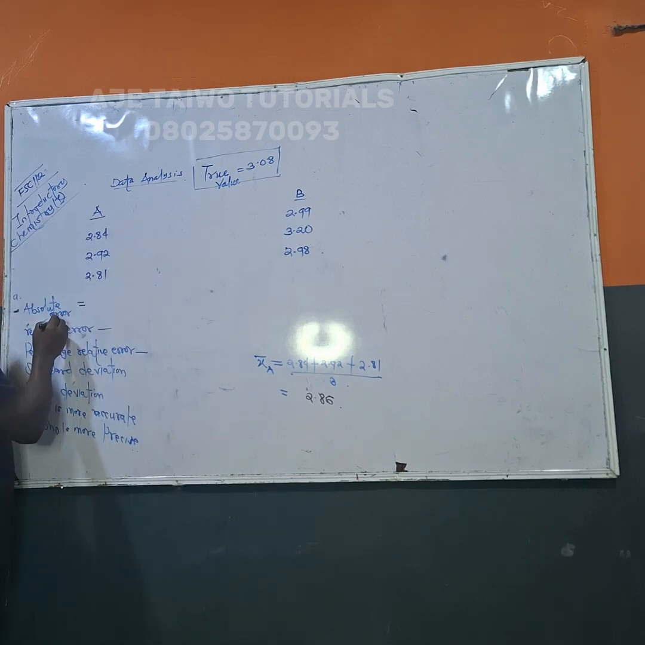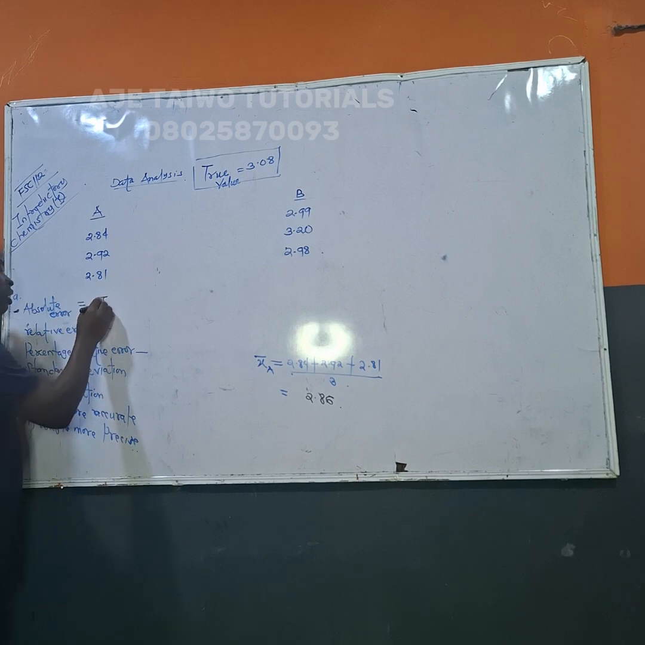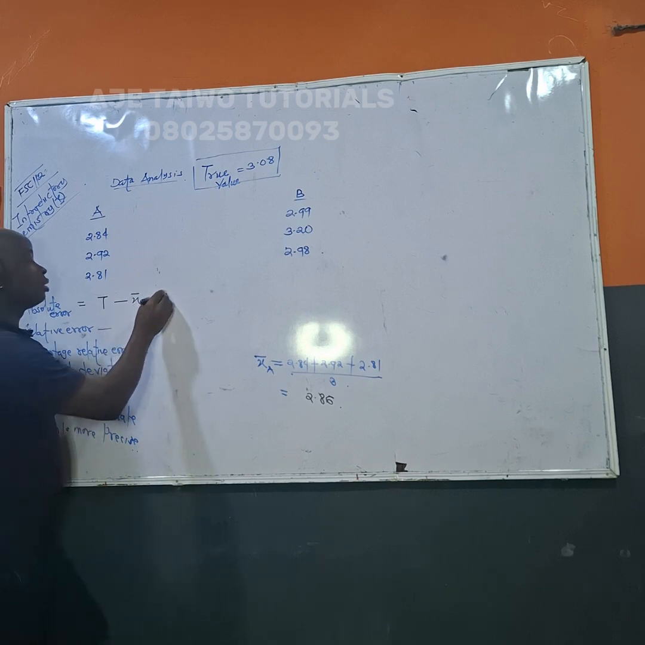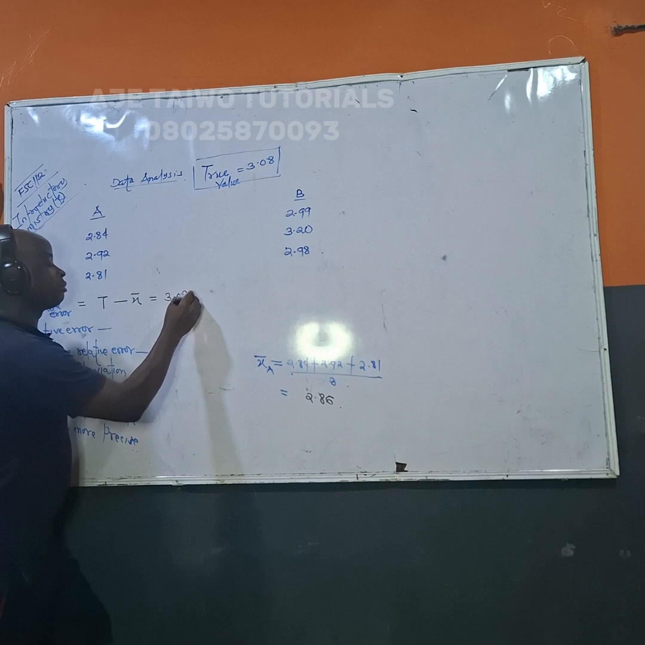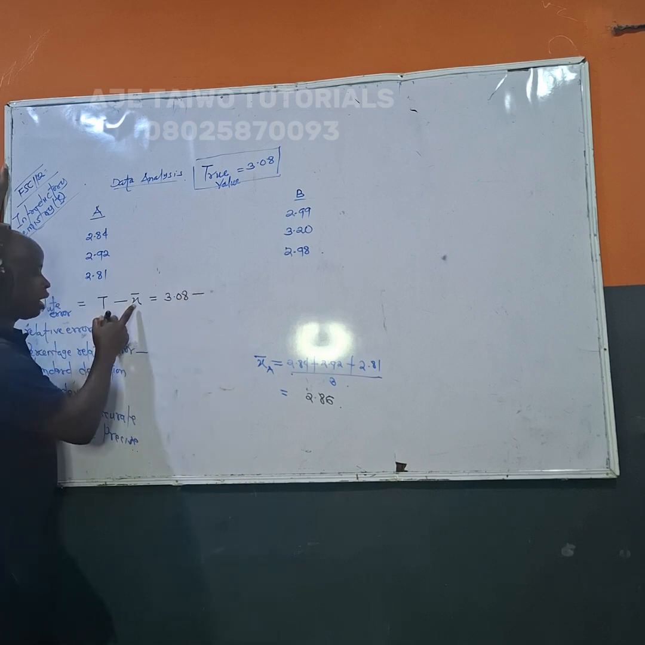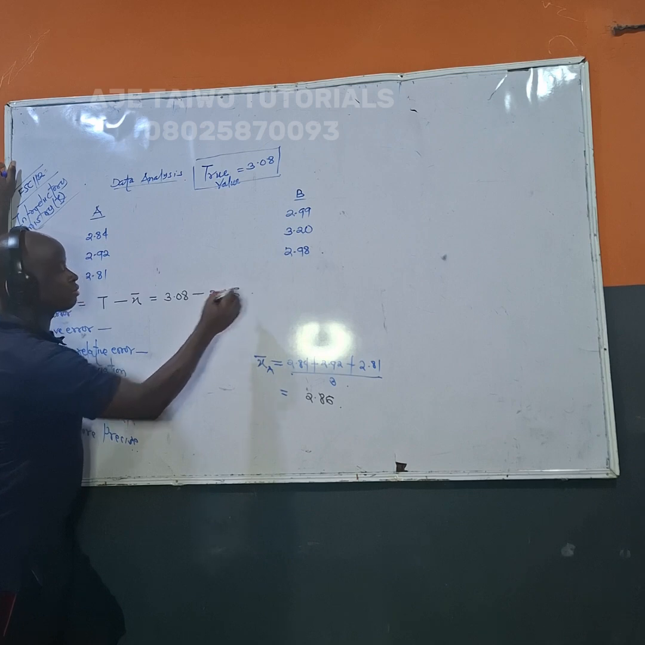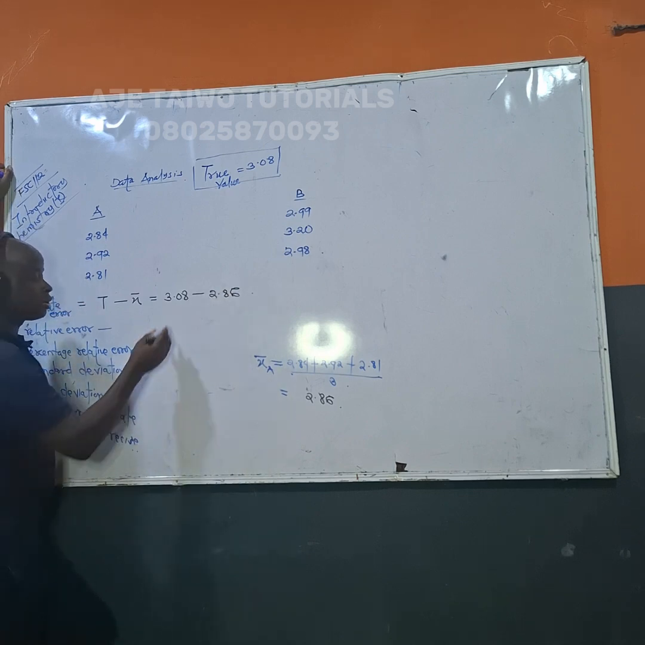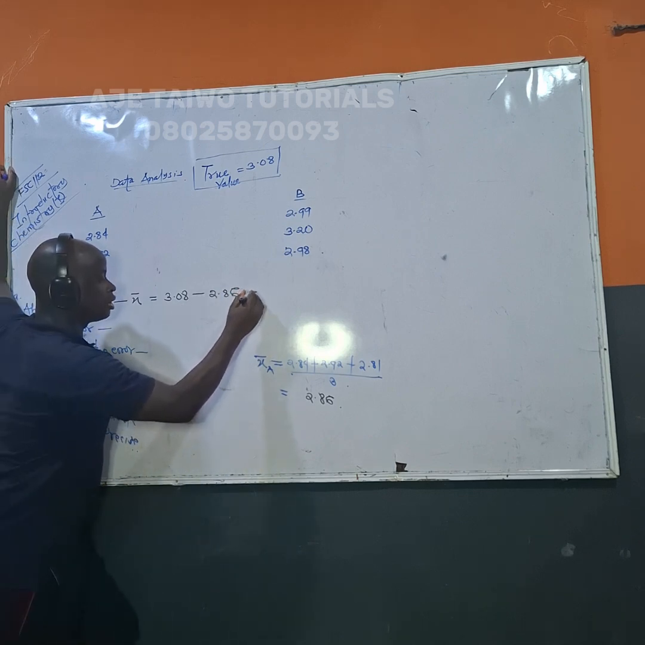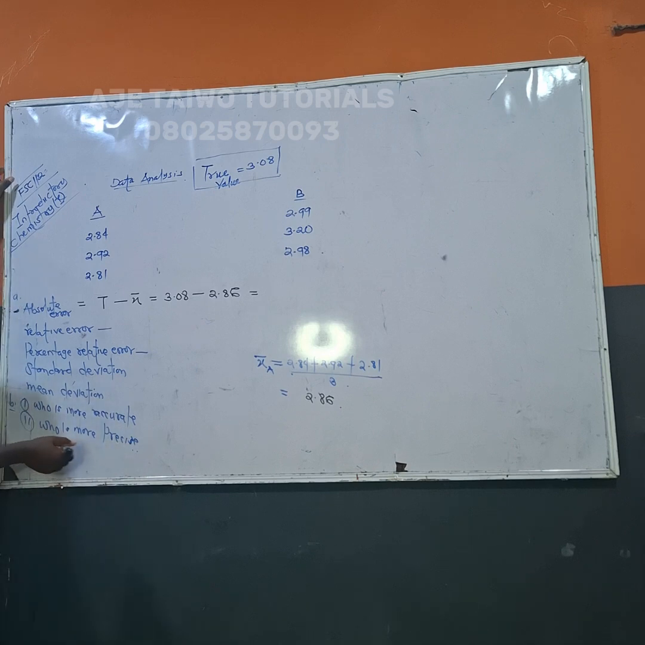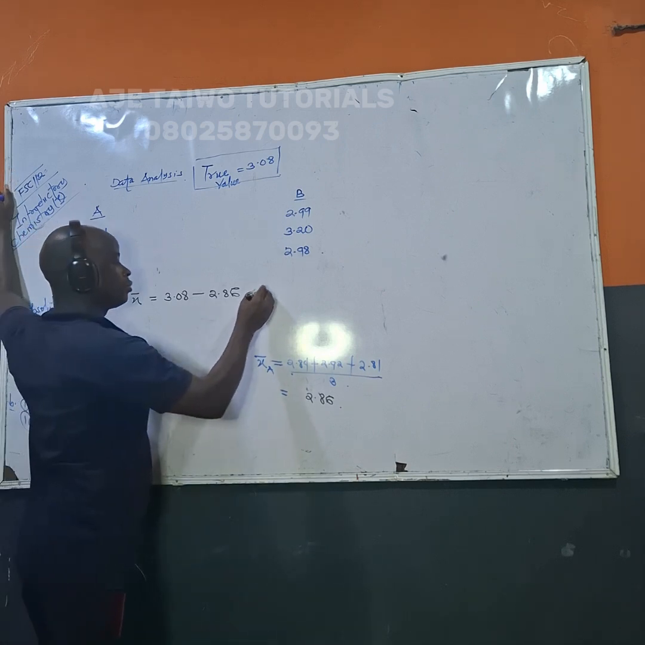Now we have to find absolute error. Absolute error is true value minus mean of the data. What's the true value? 3.08 minus, and what's the mean value? 2.86. Good. So the answer is what? Anybody? 2 point.